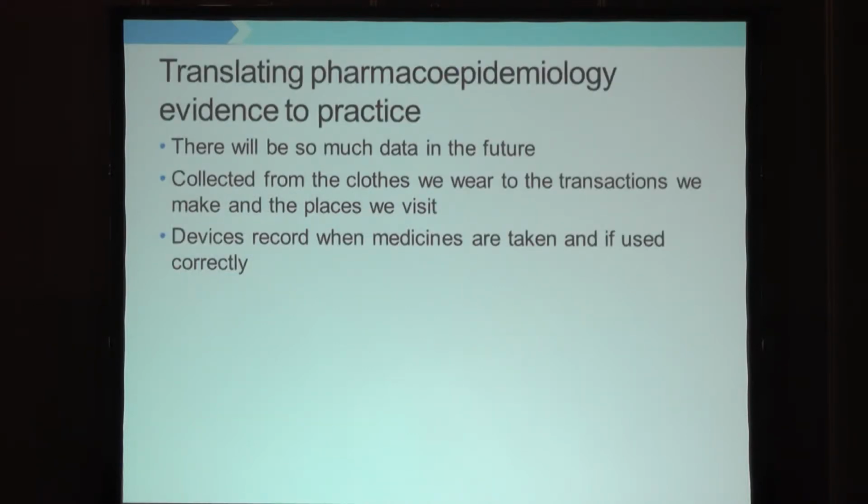There's going to be so much data collected from our traditional sources, but also from the clothes we wear, the transactions we make, the places we visit. Most of our smartphones, yesterday I did 12,000 steps. That information is coming from my mobile phone. Many of the doctors are using some of that for patients to record their blood pressures, report medication adherence. We're getting information from everywhere to inform our decision making or may contribute to noise.